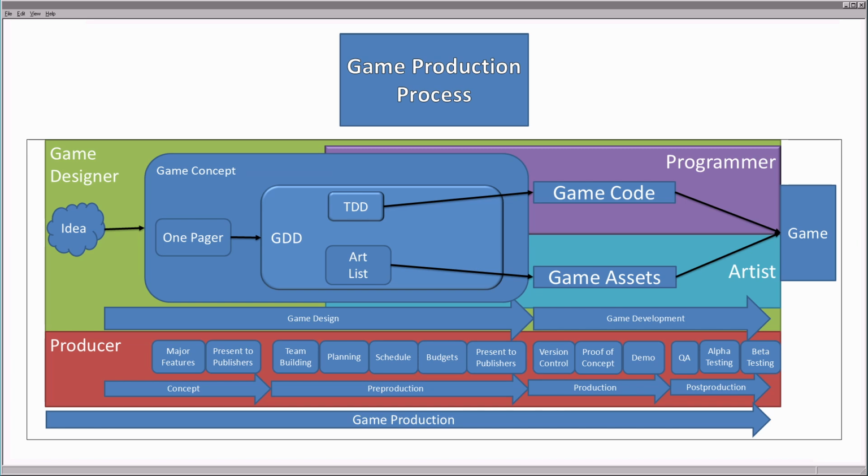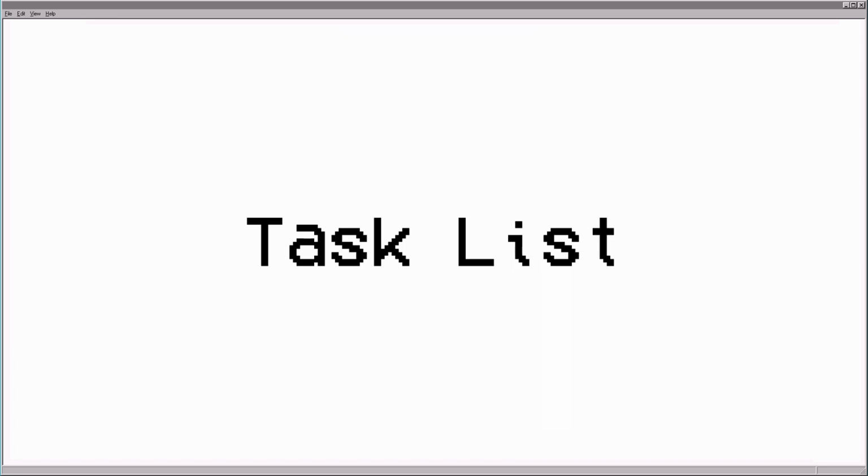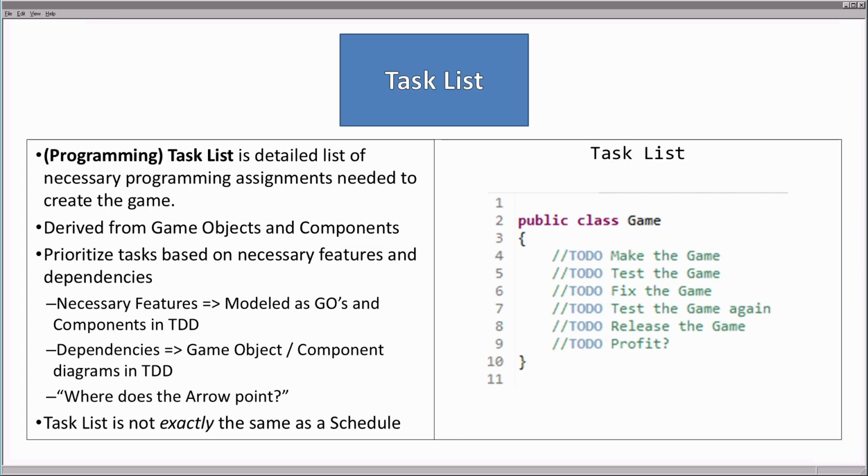We once more turn our attention to the programmer creating the technical design document. We have explored the game loop behavior pattern, along with the game object and component structural pattern to create game code. Now we put those plans in place by creating a programming task list. The programming task list is a detailed list of necessary programming assignments needed to create the game. If we have put sufficient time in designing the game software, then creating a task list is simple. The list is easily derived from our list of game objects and their associated components.